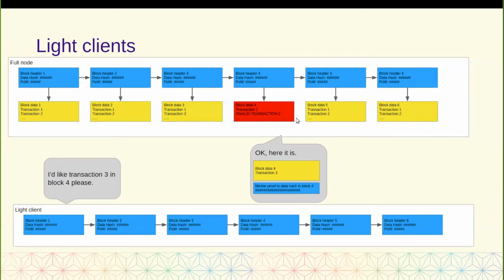However, what happens now? Let's assume that in this block 4 there was an invalid transaction as well as the transaction that the light client asked for. They will do everything the same, and they won't notice that there was this invalid transaction. They were like, yeah, looks great, thanks. But they didn't notice that this chain that they have downloaded actually was an incorrect chain.